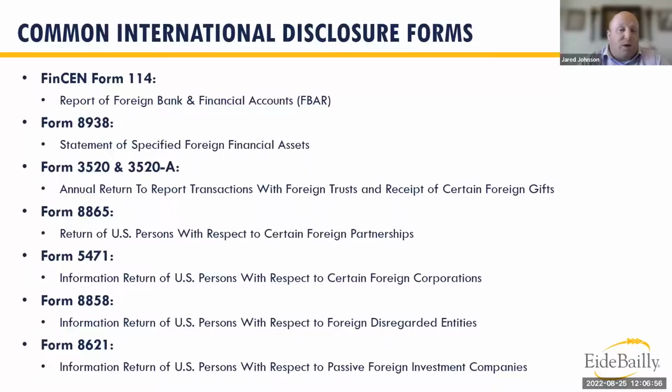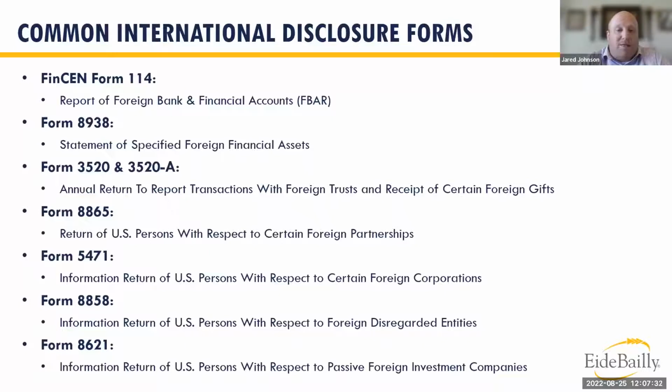Forms 3520 and 3520-A are international forms that people use to report foreign trusts and receipt of gifts from foreign persons, or foreign gifts. And this is kind of a complex area and an area where the IRS has had a campaign to issue a lot of notices over the last few years in this particular area.